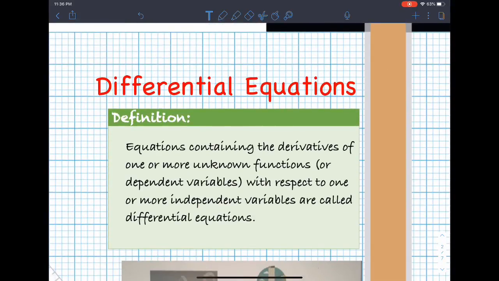Let's start with the definition of differential equation. It says here that equations containing the derivatives of one or more unknown functions with respect to one or more independent variables are called differential equations. A differential equation is simply an equation of derivatives, regardless of the order of the derivatives and the degree of those derivatives.